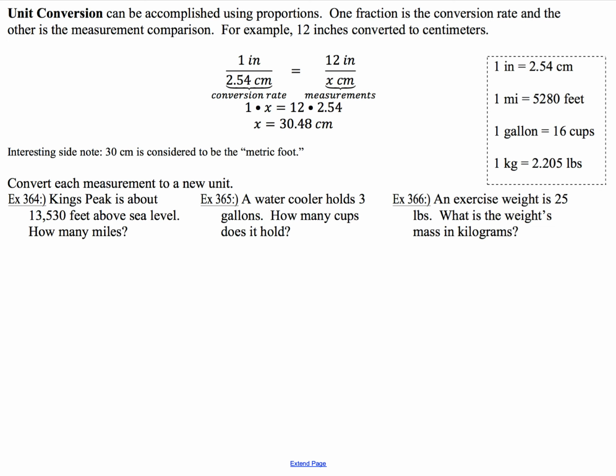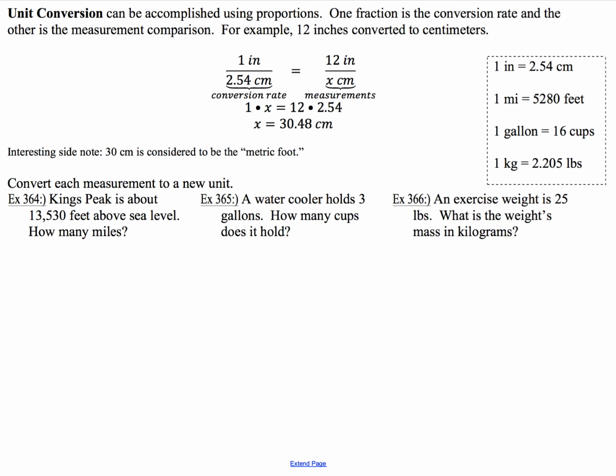For unit conversions, they can be accomplished using proportions. One fraction is the conversion rate, and the other is the measurement comparison. For example, 12 inches converted into centimeters. The conversion rate is 1 inch is represented by 2.54 centimeters, and 12 inches will be represented by x centimeters. We do the cross products, we divide, and we don't need to divide by anything here. We just get x equals 30.48 centimeters. Interesting note, 30 centimeters is considered to be the metric foot. It's only off by about half a centimeter, so it's actually pretty close.